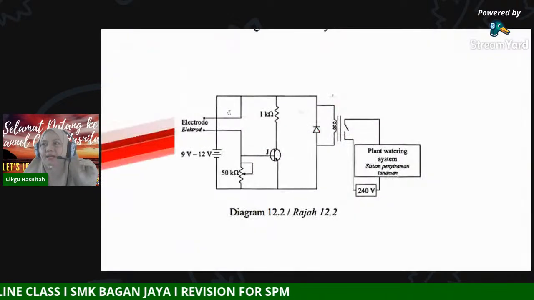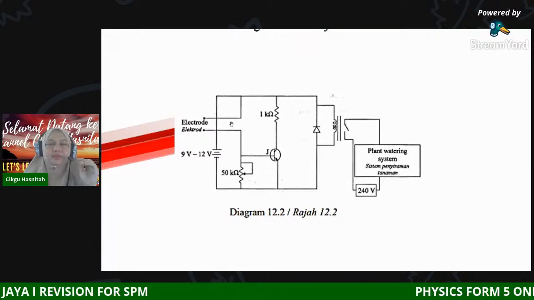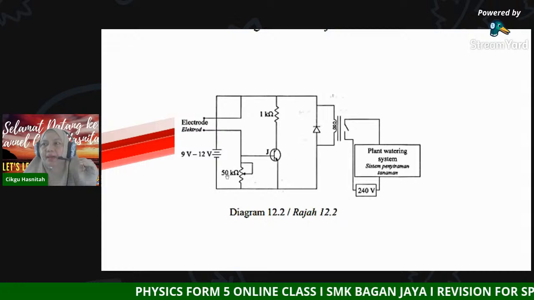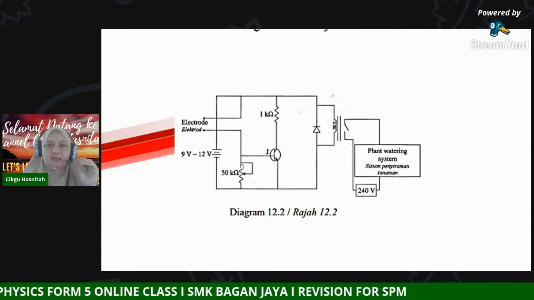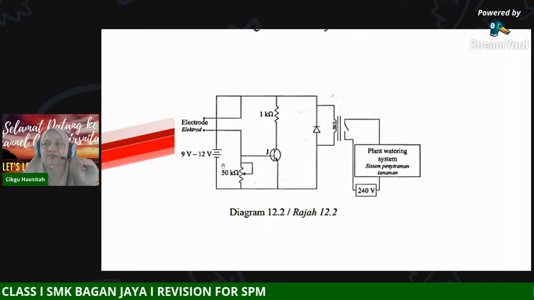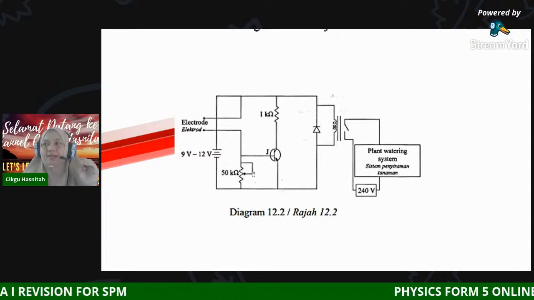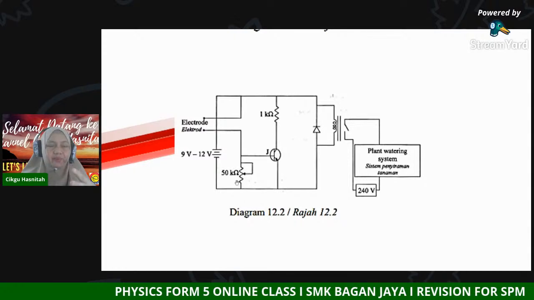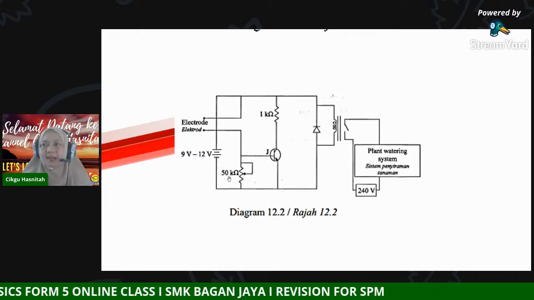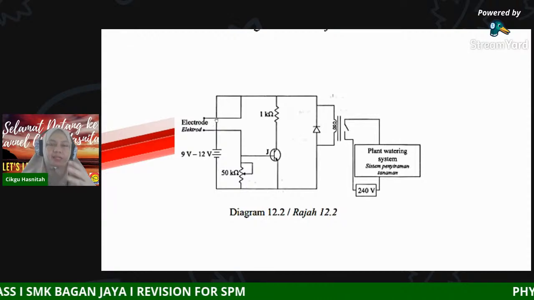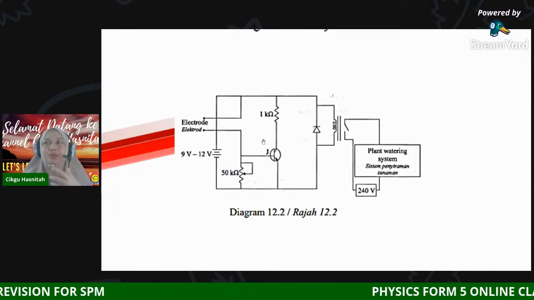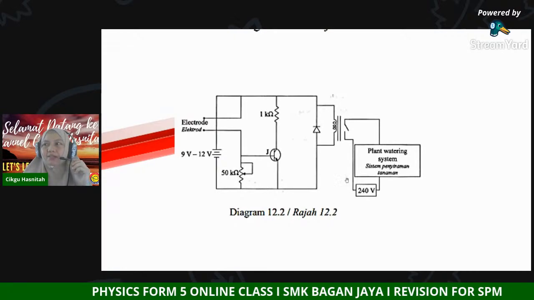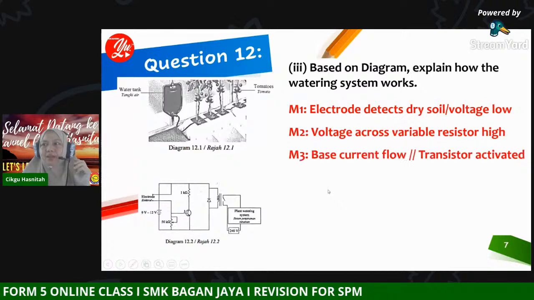Okay, you can see that the electrode is placed on top, and this is the variable resistor. It is placed at the base circuit. So this variable resistor, 50 kilo ohm, acts as our base voltage. Now the base voltage is higher than the voltage above here, which is less than 5. So what happened to the transistor when the base voltage is high?